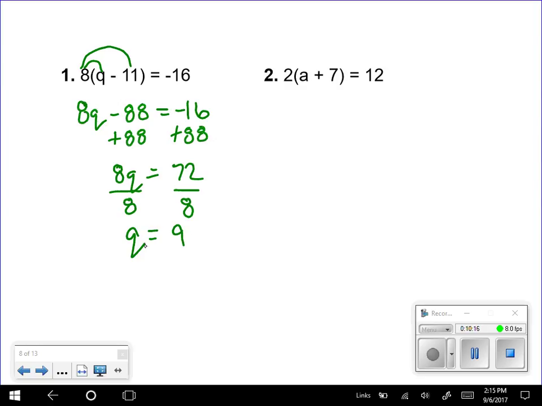I can always check this. So 8 times 9 minus 11 equals negative 16. So 8 times negative 2 should give us negative 16, which it does.